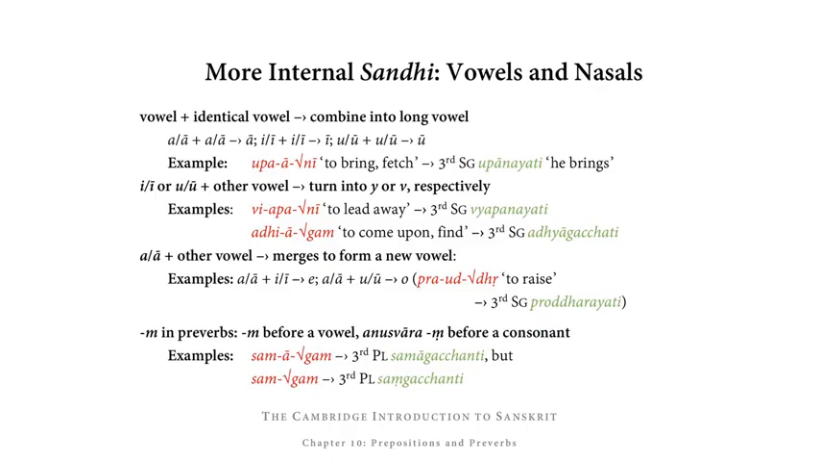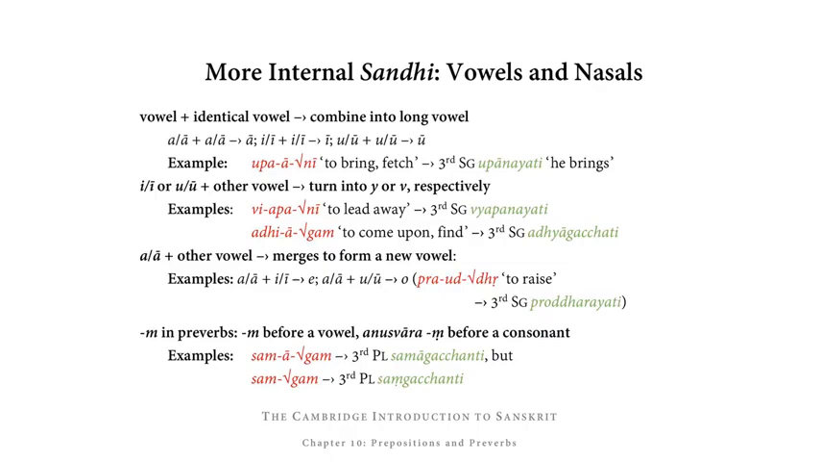And in adhi ā gam, meaning to come upon or to find something, we have a third person singular adhyāgacchati, where the adhi, the i in the adhi, has changed into a y in front of the ā, and so we don't get adhi ā, but we get adhyā.